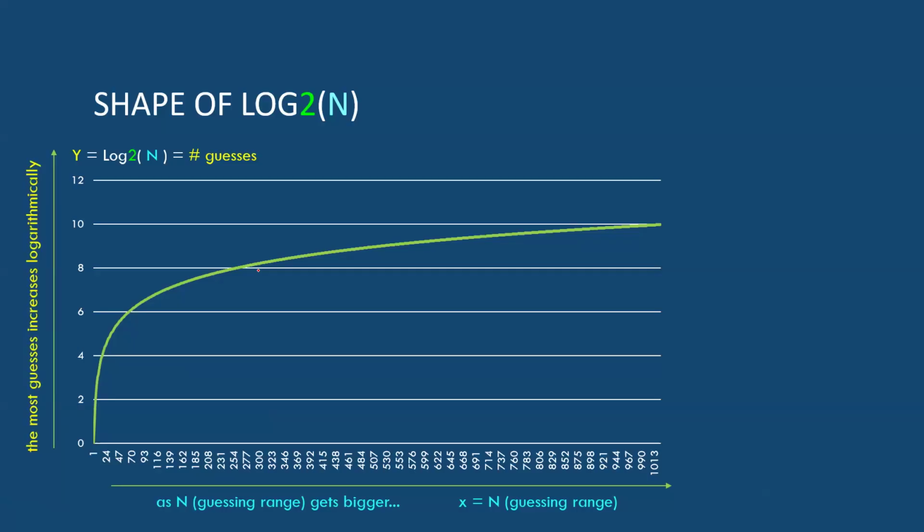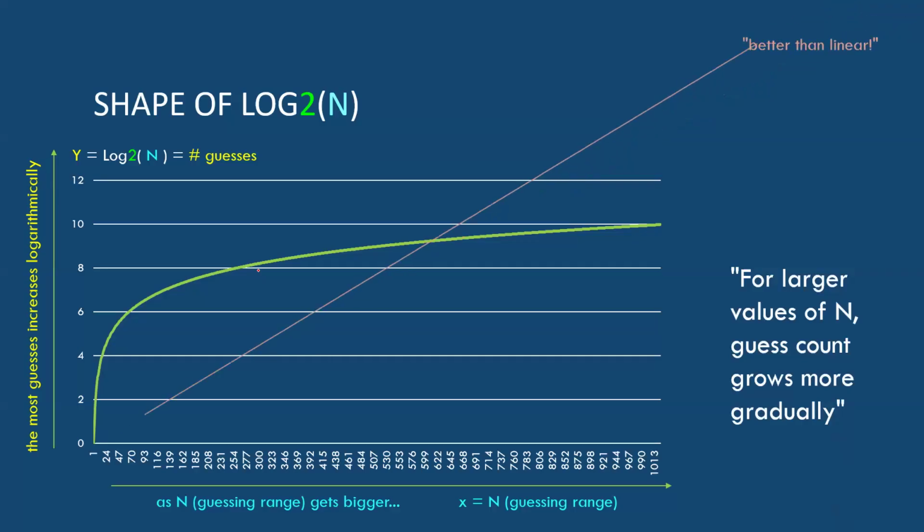The number of guesses, if we're playing a guessing game, flattens out as n gets bigger. That's kind of a good thing, right? We don't degrade as quickly if our algorithm is a divide and conquer or log kind of algorithm.